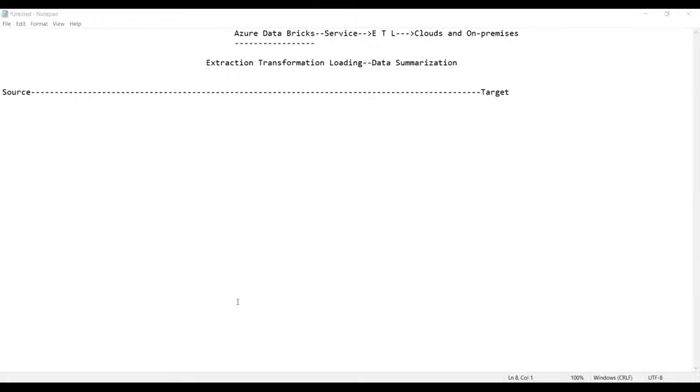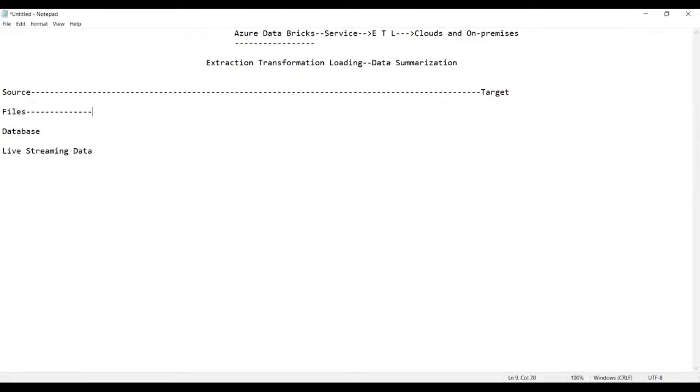So we have the source, and the source is nothing but a place where you can find the data. In the source, we can get the data in the form of files, or else in the form of databases, or else from live streaming data.